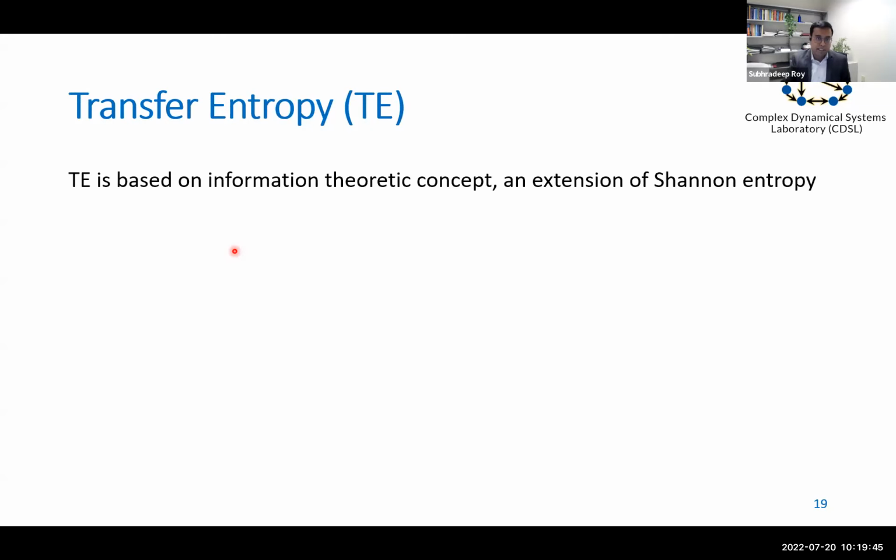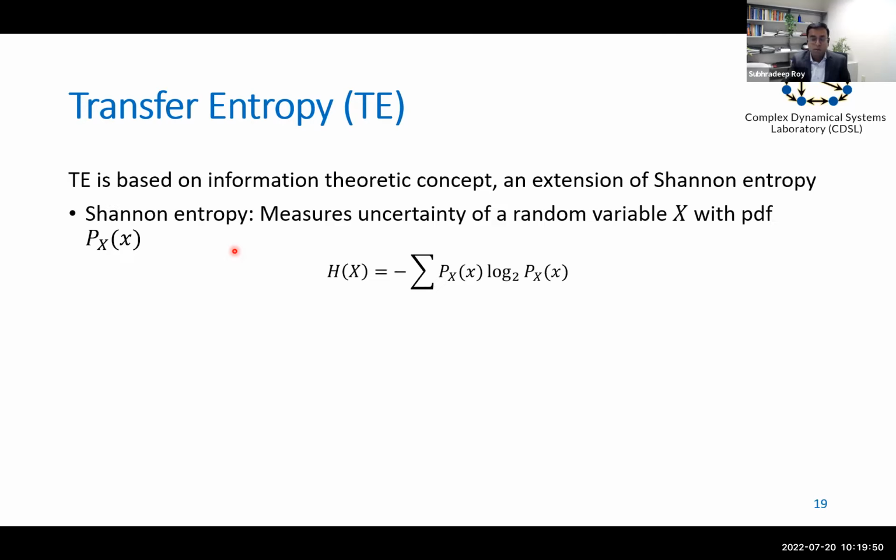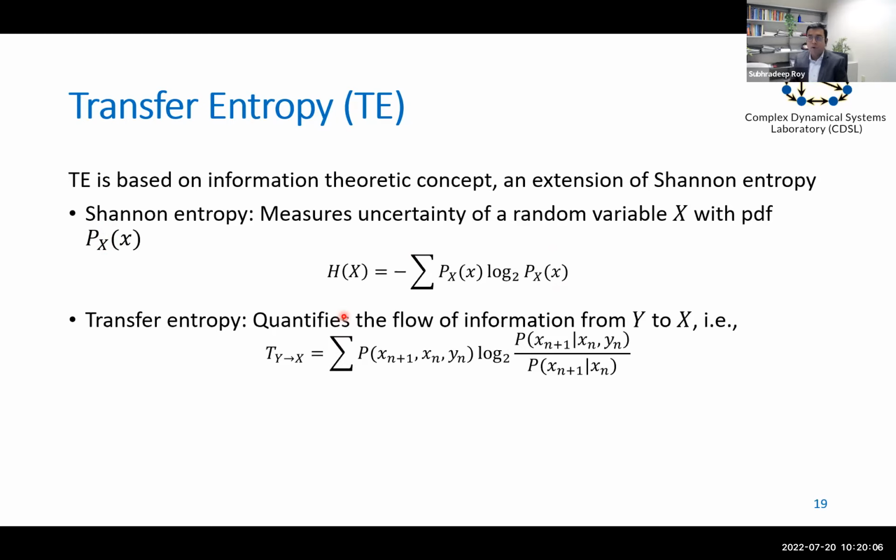Transfer entropy is an information theoretic concept, and it's an extension of Shannon entropy. We just learned about Shannon entropy. It measures the uncertainty associated with a random variable with a density PDF denoted as p(x). So this is the definition. Now, what transfer entropy does is quantify the information flow between two time series variables. And here is how it's defined. Transfer entropy from y to x measures how much y influences x. And here is the definition.